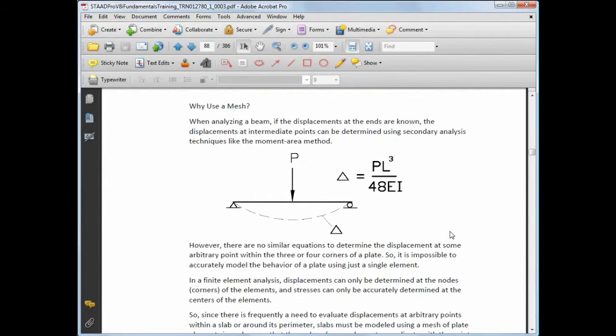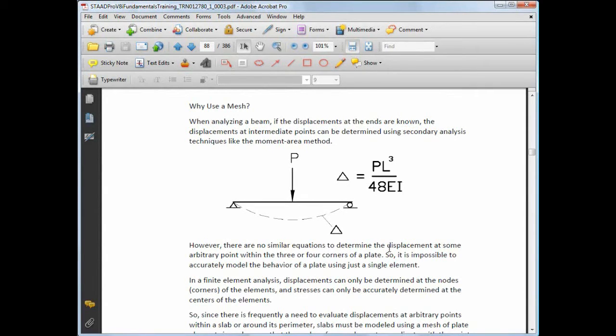Why do we always discuss using a mesh when we're talking about a finite element analysis? The best way to explain this is to compare it to the beam analogy. When we analyze a beam, as long as we know the displacements at the ends of that beam, the displacements at any of the intermediate points along the length of the beam can be calculated or described by known formulas or by known principles, like the moment area method.